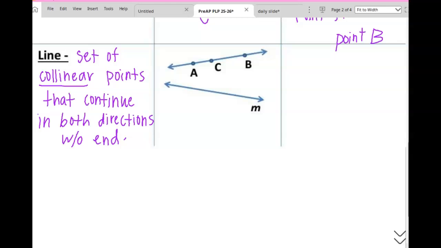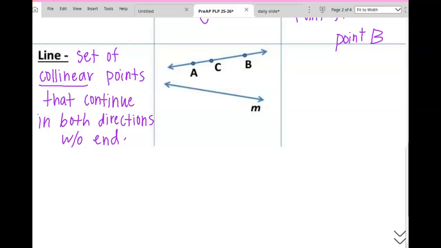Alright, so if I look at these two lines, what do you notice the difference between those two? One of them has the dot showing, the other one doesn't. Good, I like how Kira said one of them has the points showing. Does that mean that this one doesn't have points? No, because we just said a line is all points that continue in both directions, right? So this line has points, but we're not showing them. Because these are points, right? A, C, and B. What is M? Which is not a point. It is the line. It's the name of the line.